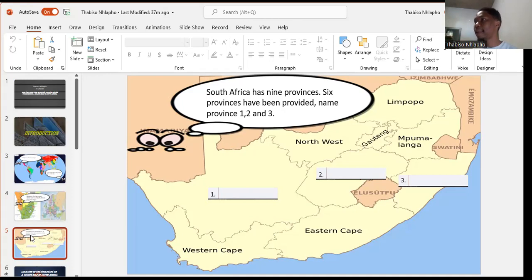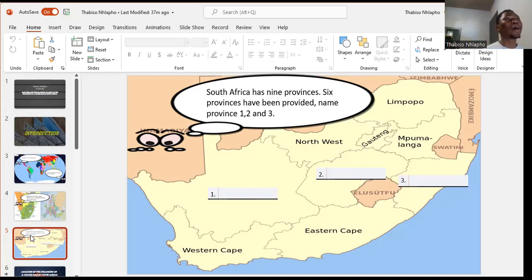Yes, Keleto. Keleto says I excluded Northern Cape, Free State, and KZN. Keleto is correct. So can somebody tell me which one is Northern Cape and which one is Eastern Cape, which one is Free State and which one is KZN?